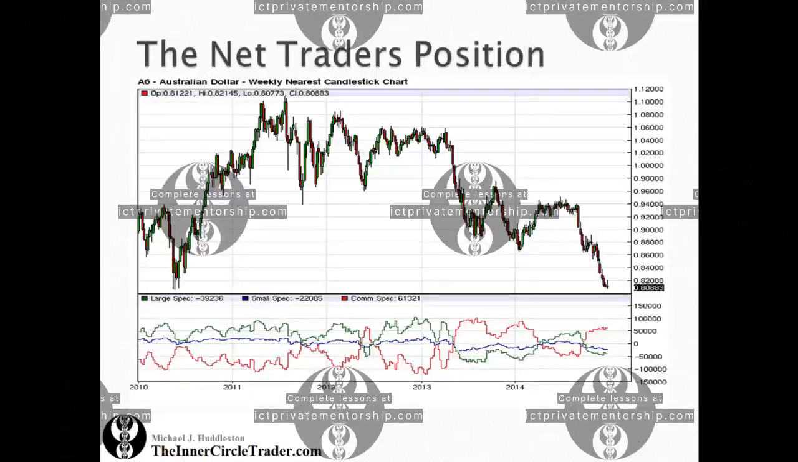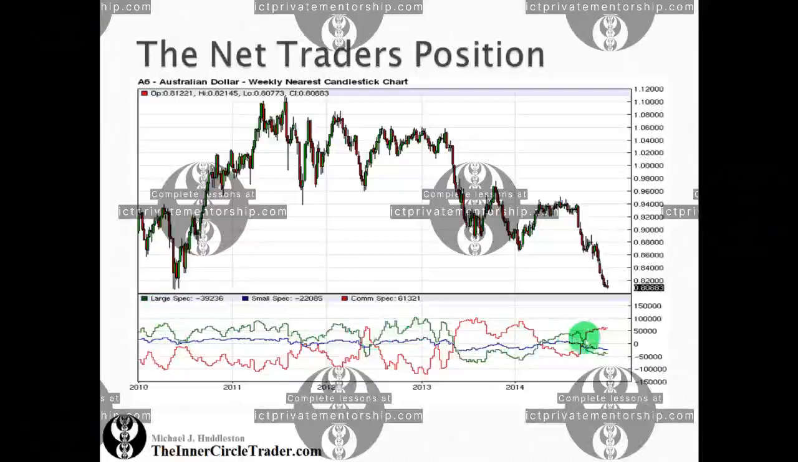Now, historically, if you look at the red line here, the red line that's being plotted is the commercials. As you can see in the legend, the red is commercial. This is the small specs. We really have no interest in following them. I wish there was a way to toggle that particular group of traders off of the CFTC's data, because it's really not useful at all, I've found. And then you can see here the large specs, which is the green line being plotted here.